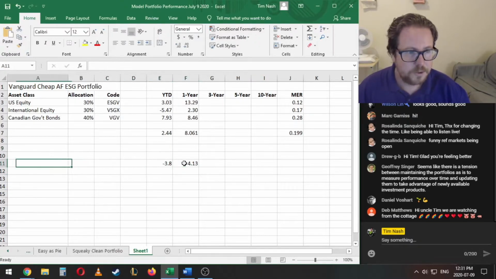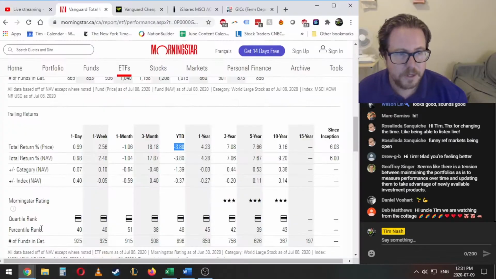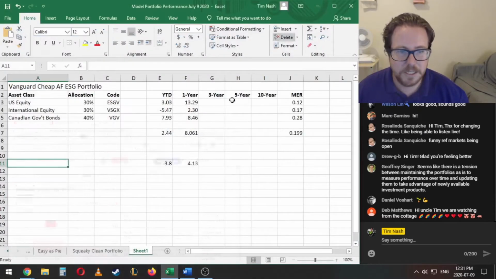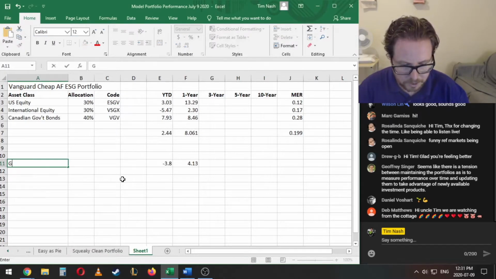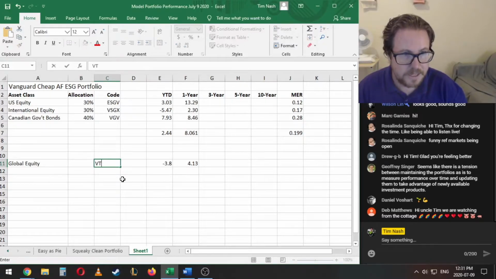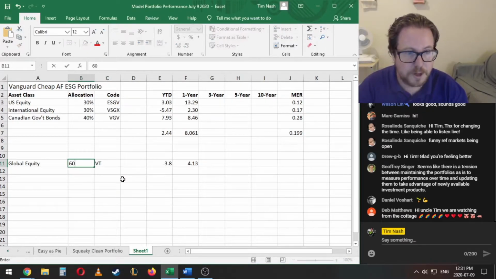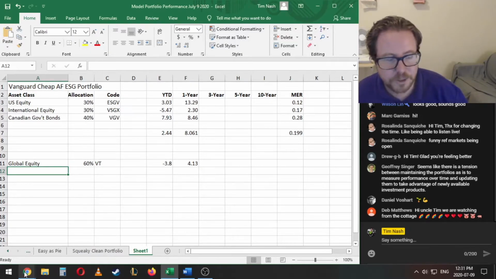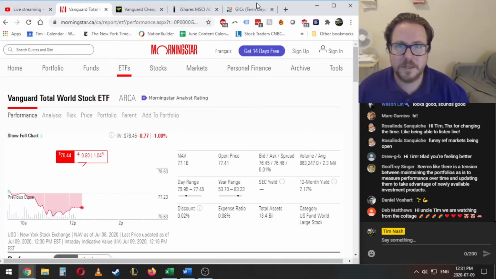4.13. So you can see here with this guy, it would be this VT. So I'll call this Global Equity VT. And this one, again, would be those two combined. So it'd be 60%. Perfect. And then what we would do is just use a standard Vanguard bond product.